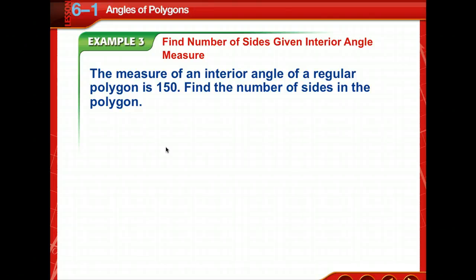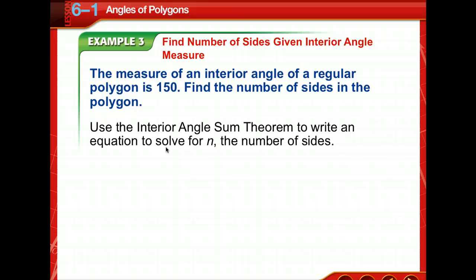Now, given the interior angle measure of a regular polygon, you can also use the polygon interior angle sum theorem to find a polygon's number of sides. So, we are given that the measure of an interior angle of a regular polygon is 150. We have to find the number of sides now.